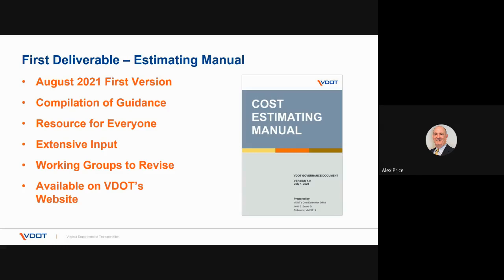The manual was created with extensive input from VDOT staff and industry partners. Working groups that represent a good cross-section of professionals from across the state were assembled to revise the manual and ensure all aspects of the cost estimating process are covered. The manual is a living document, and its cost estimating techniques, processes, tools, and systems are constantly evolving. It will be periodically updated to reflect the changes. The latest version of the manual is available on VDOT's website.